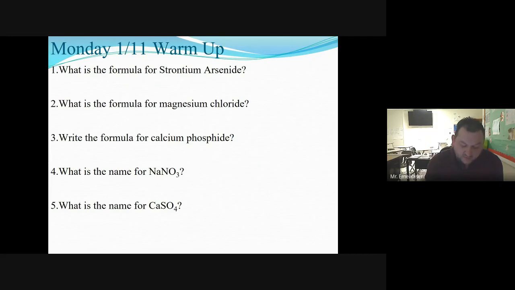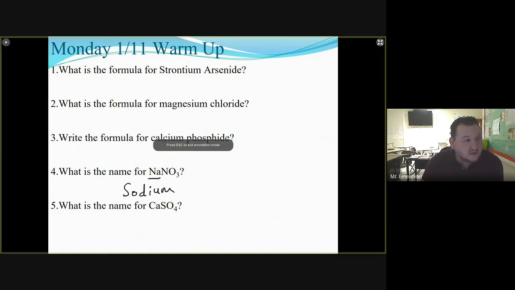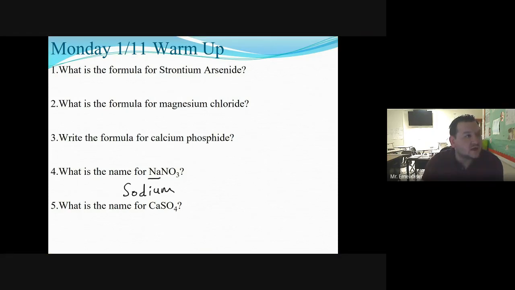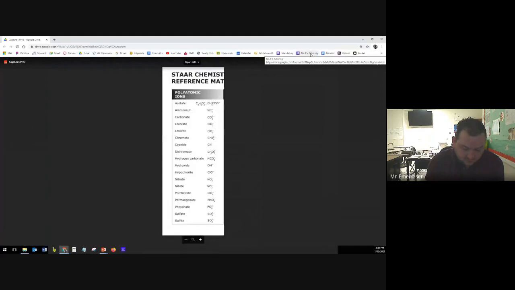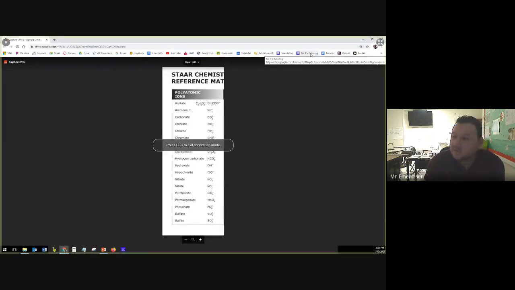NaNO3. Okay, now we're going to go backwards. We have been doing the formulas. Now let's write the name. I know that this is sodium on the periodic table, so I'm going to go ahead and write sodium. Now we need to pull in our ion list. So let's look at our ion list here. And we're going to look for that NO3.